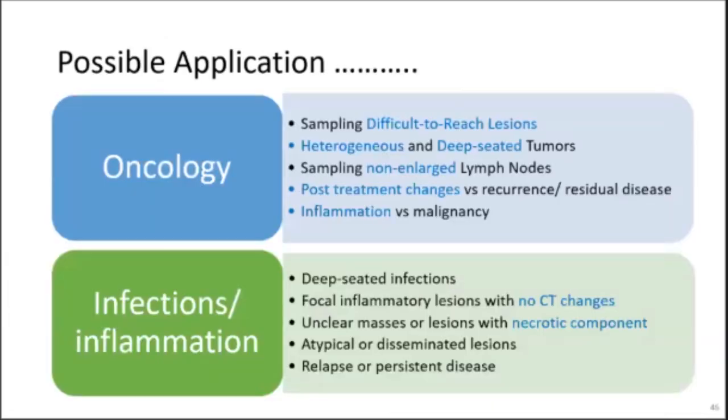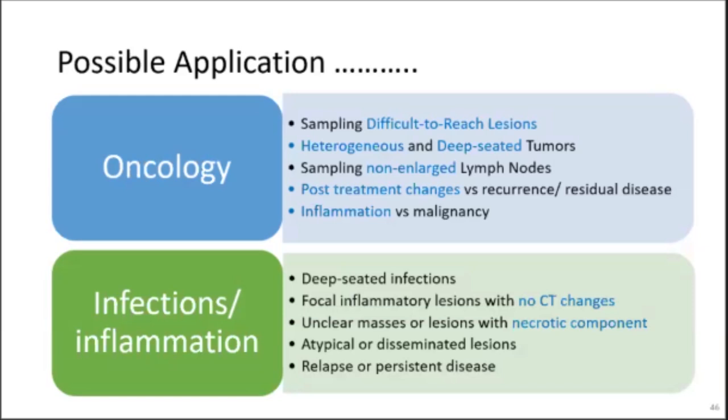So what are the possible applications? In oncology, in heterogeneous lesions, conventional biopsy may miss aggressive areas, whereas PET-guided biopsy targets the most metabolically active region, improving diagnostic accuracy. For non-enlarged lymph nodes, PET can detect metabolic activity even in normal-sized nodes, aiding in early disease detection. It is also valuable in distinguishing post-treatment changes from residual or recurrent disease, where anatomical imaging alone may be inconclusive. Additionally, PET helps differentiate inflammation from malignancy, minimizing false positive results and ensuring precise diagnosis.